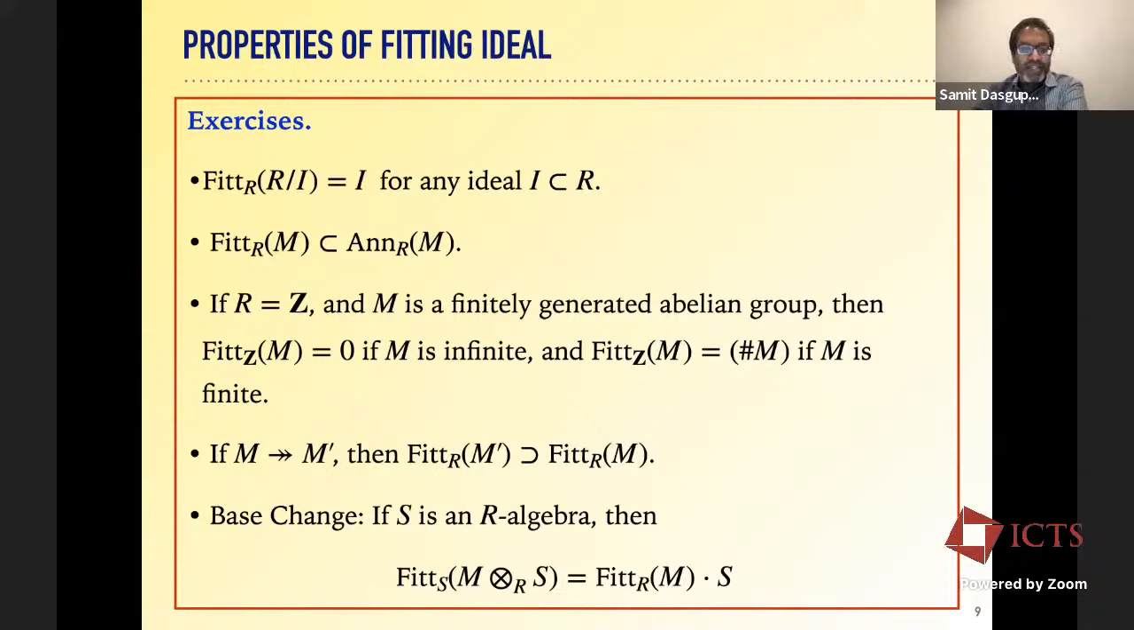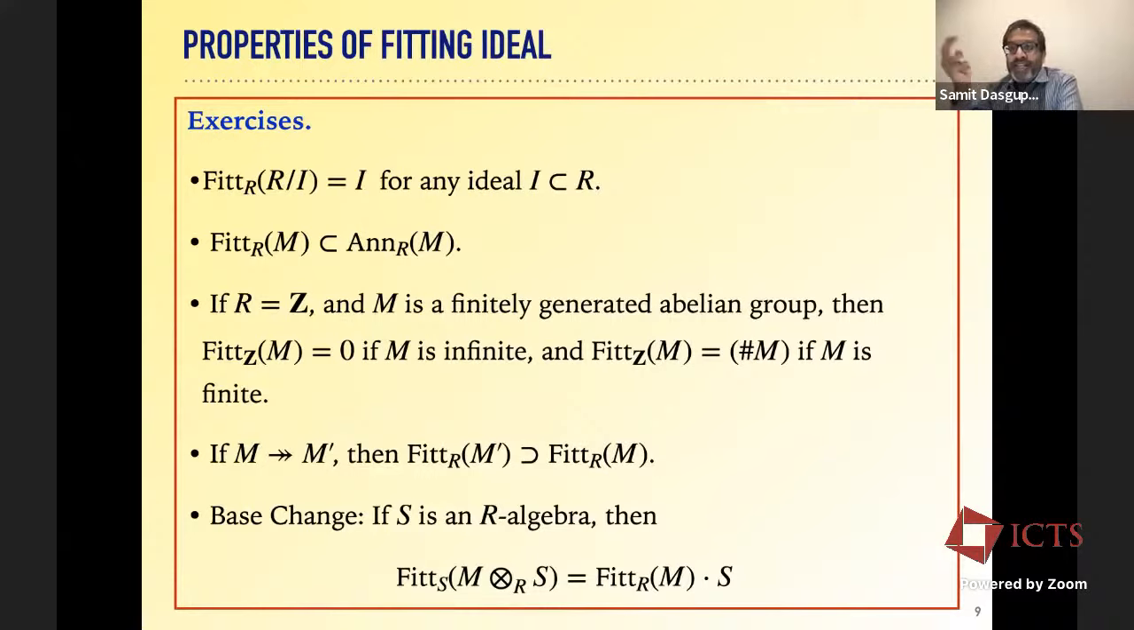Okay, but as we'll see lower down on this slide, the fitting ideal has nicer functorial properties than the annihilator does. Just as another important example, think about what the fitting ideal means. The fitting ideal is a notion of size. It's a more robust notion of size than just the numerical size. It's a generalization for an arbitrary module.